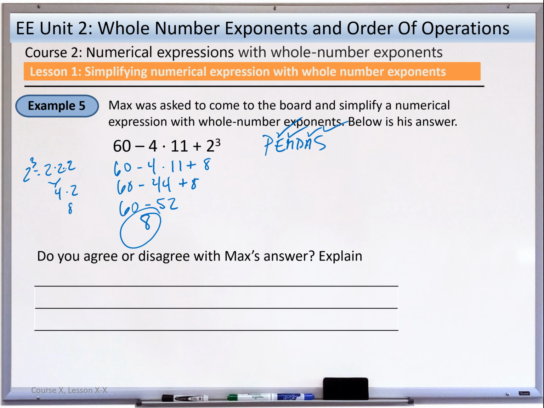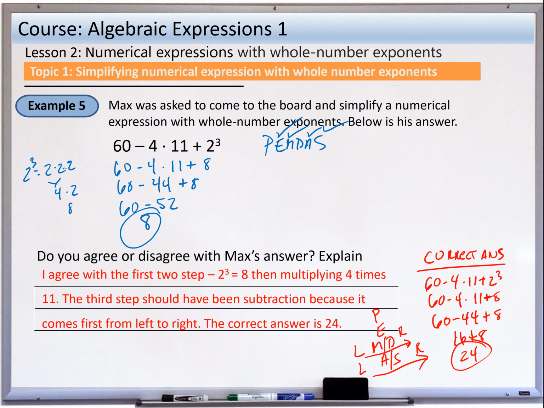Max was asked to come to the board and simplify a numerical expression with whole number exponents. Below is his answer. And Max came up with the answer of 8. Do you agree or disagree? And explain your answer. So here's what I came up with.